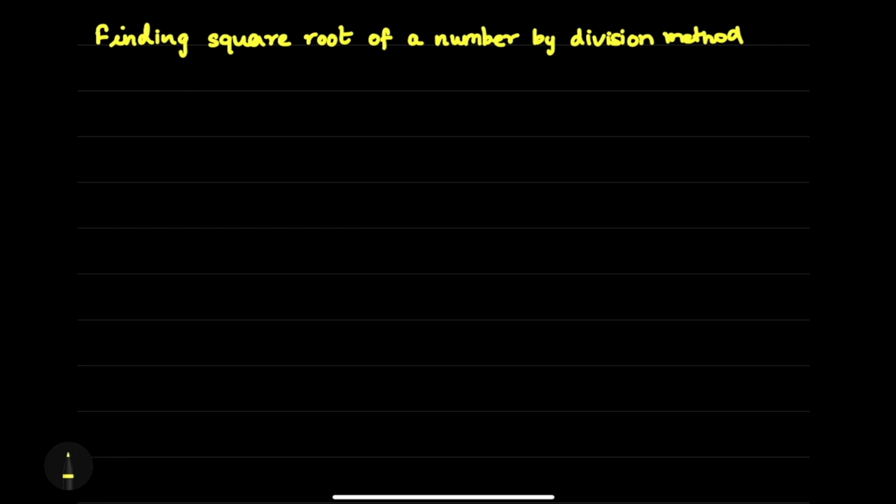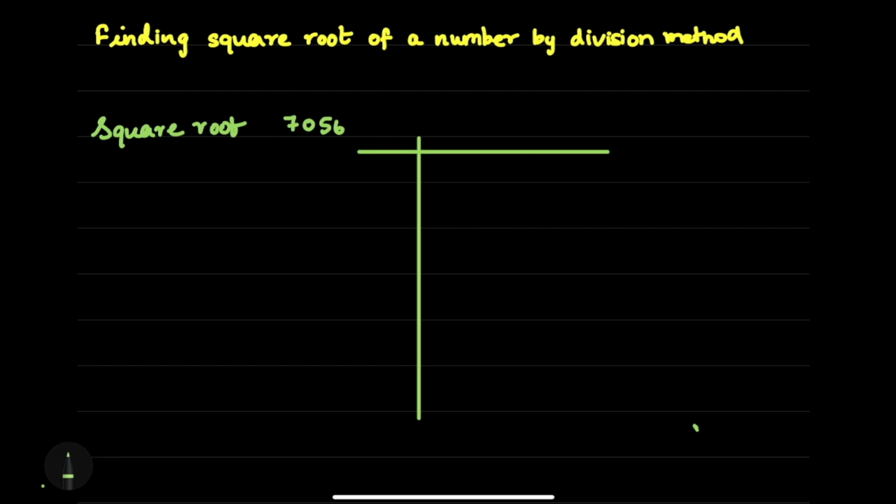So let's take an example and go step by step through how we get through the division method. Let's find the square root of a large number, 7056. First of all, we'll create this big bracket. So let's first put these numbers, 7056, and then from right to left, we'll place a bar on every pair of digits.